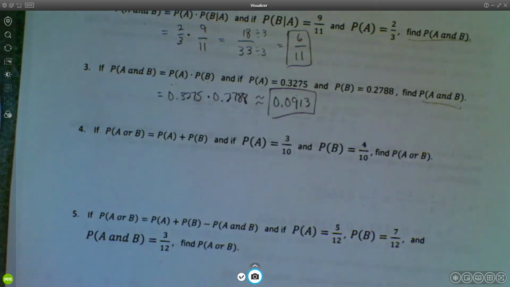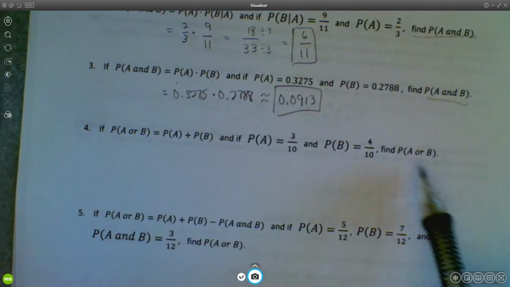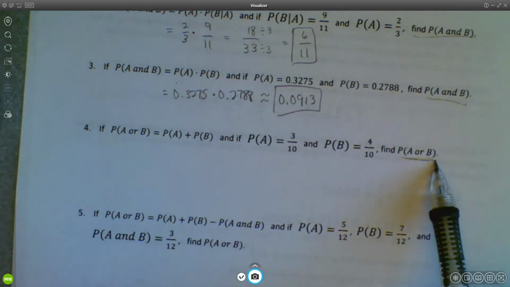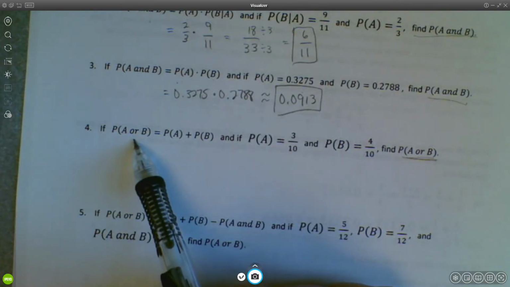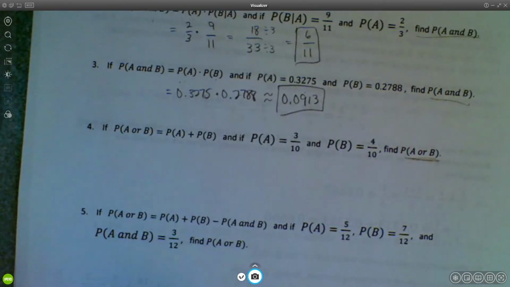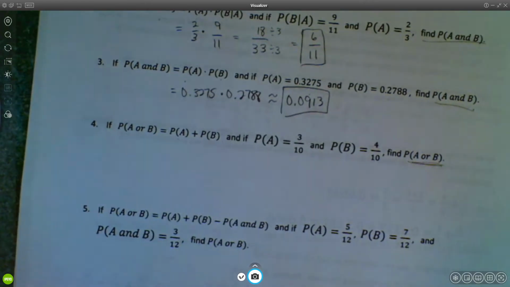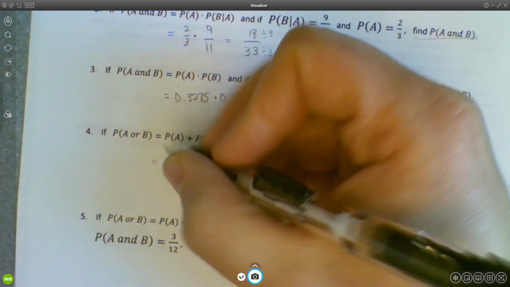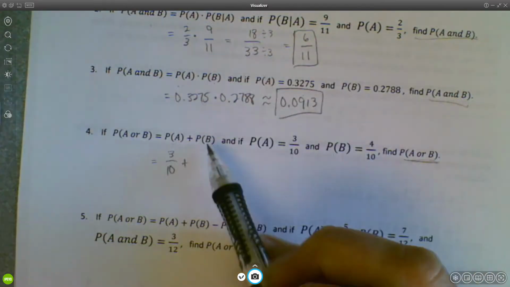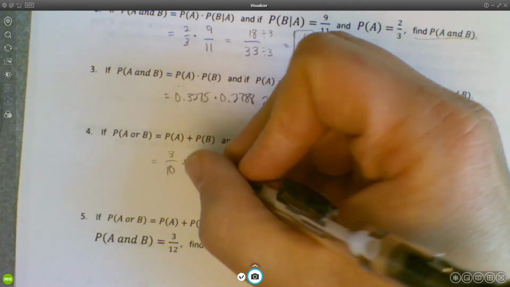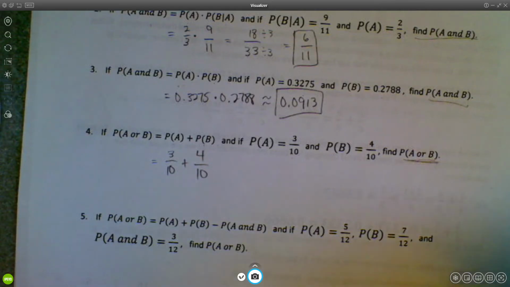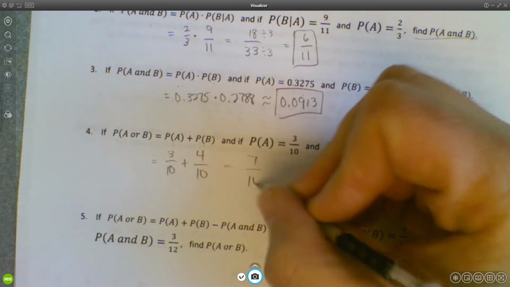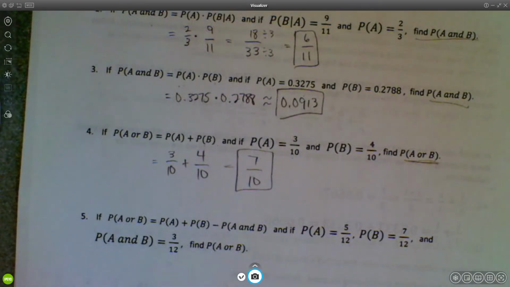Number 4. It says to find probability of A or B. And we're told that probability of A or B is probability of A plus probability of B. That's a true statement in some circumstances. So we can say, alright, it's probability of A, 3/10, plus probability of B, 4/10. We add those up, we get 7/10. And that one does not reduce, so that's the final answer. Okay.